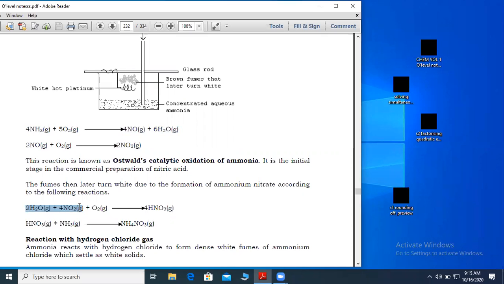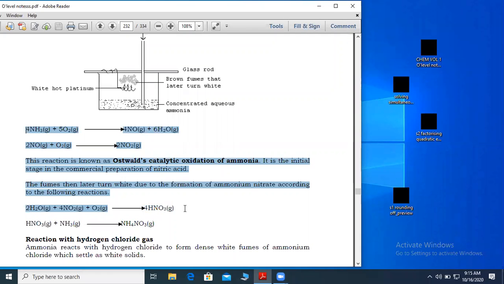The nitrogen dioxide reacts with water and oxygen to form nitric acid. So these are the 3 equations that we require that lead to the manufacture of nitric acid: catalytic oxidation of ammonia, and formation of nitric acid. Those are the 3 equations.